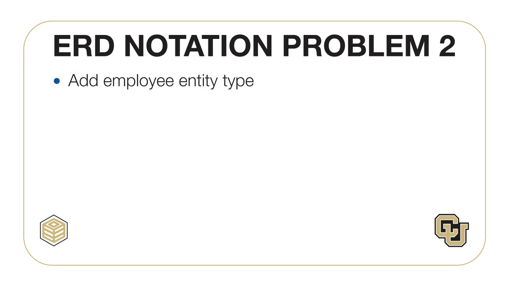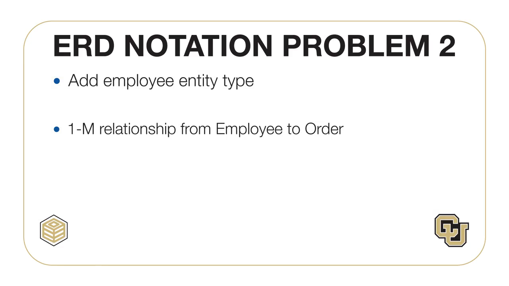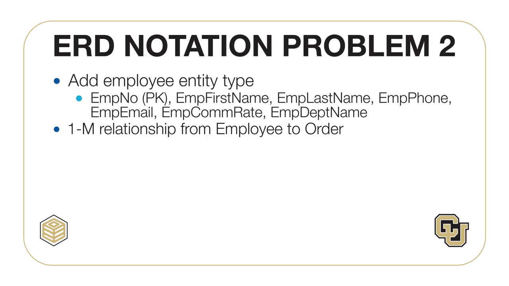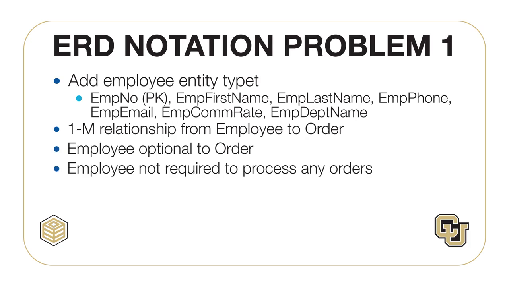You should extend the ERD from problem 1 with the employee entity type and a one-to-many relationship from employee to order. For the employee entity type, you should add attributes for employee number, the primary key, emp first name, emp last name, emp phone, emp email, emp com rate for the commission rate, and emp department name. You should choose an appropriate relationship name using your common knowledge of interactions between employees and orders. Then you should define minimum cardinalities so that an employee is optional to an order and an order is optional to an employee.